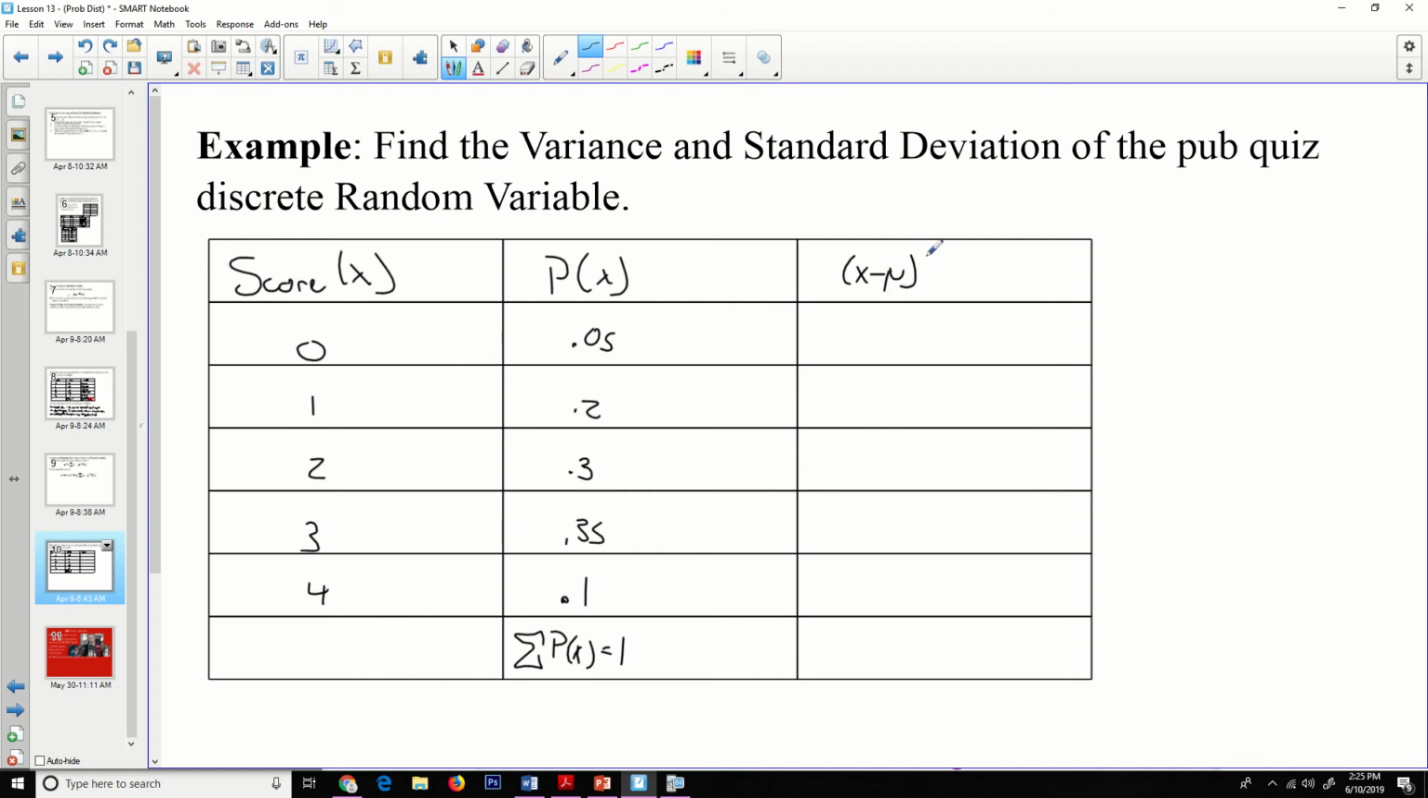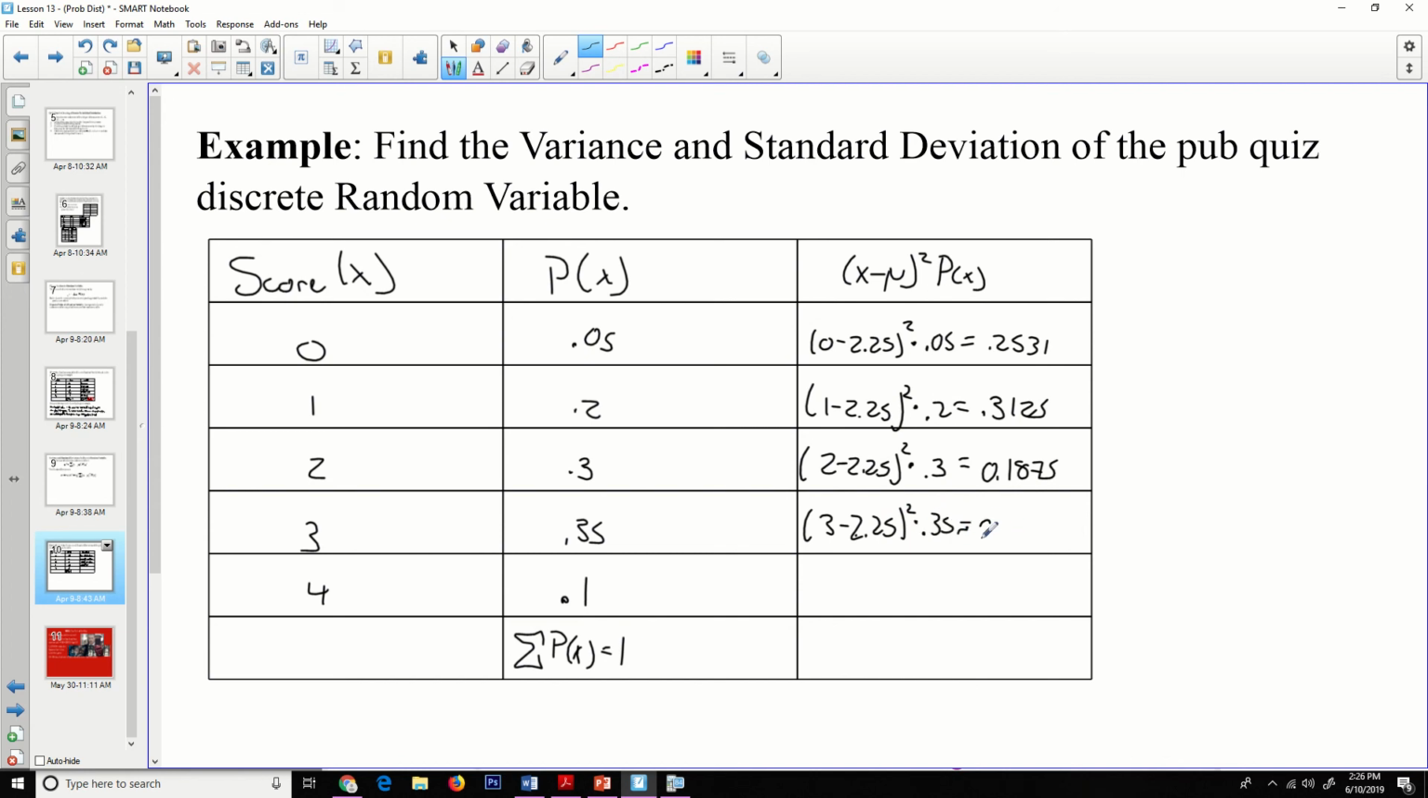And so now we want to find that deviation squared times the probability of x. In this case, it'll be 0 minus 2.25 quantity squared times 0.05, and that turns out to be 0.2531, and then 1 minus 2.25 quantity squared times 0.2, that turns out to be 0.3125, and then 2 minus 2.25 squared times 0.3, that turns out to be 0.1875, and then 3 minus 2.25 quantity squared times 0.35 is 0.1969, and then 4 minus 2.25 squared times 0.1 turns out to be 0.3625.